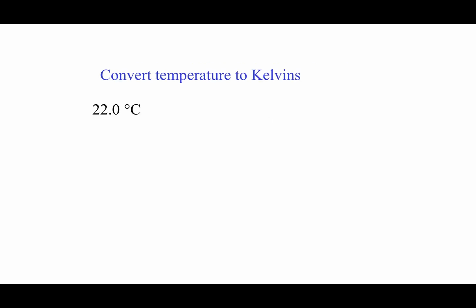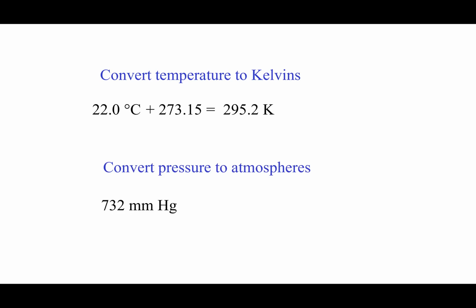So remember, if you're given a Celsius temperature, you can add 273.15 units to get it to Kelvin. Since we're adding, we're going to round according to 1 decimal, and that leaves us at 295.2 Kelvin. So that's going to be our temperature. Now we need to fix our pressure.